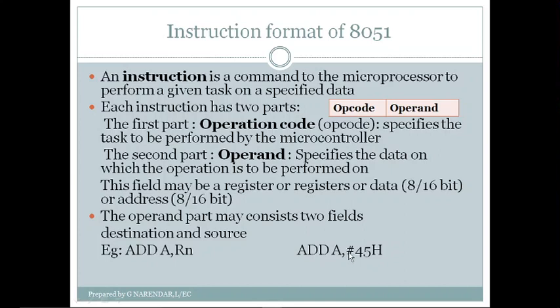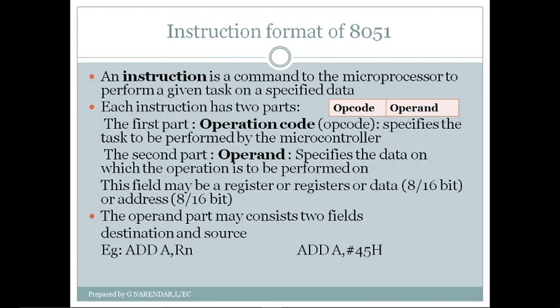So the overall meaning of the instruction is that it tells the microcontroller to perform the addition operation on the data. Addition operation is always performed on two different data. One data is present in your accumulator register, another data is directly given here in the instruction, that is 45H. So add this 45H to the data present in the accumulator and store the result in the accumulator or register A itself. So this is the command given to the microcontroller by writing the instruction ADD A, #45H.